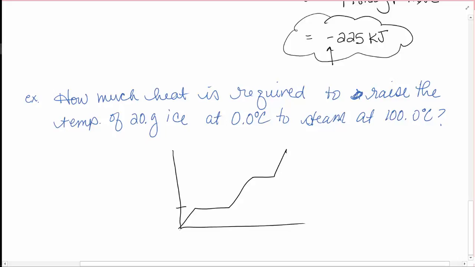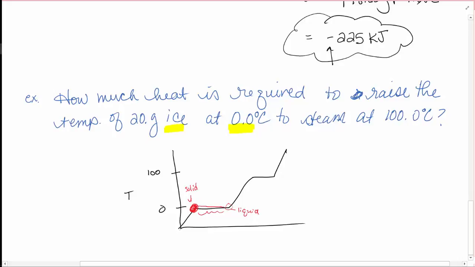There's my little heating curve. It's getting uglier. I'm just putting in my temperatures. I want us to think about where we are, where we've been. So this is saying we have ice, solid, at 0. Well, that's here, because at this point it's all solid, at this point it's melting, so it's both, and at this point it's liquid. So we're starting here. Then we have to heat it all the way up to steam.